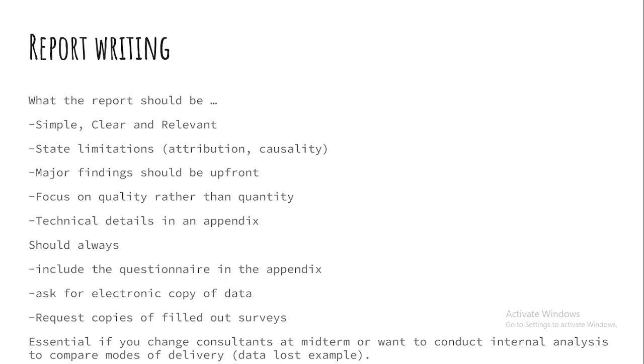Under report writing, one thing you should look at is that your report should be simple, clear, and relevant. You should set out the limitations, and the major findings should be upfront. Focus on quality rather than quantity. Technical details should be in an appendix. Always include the questionnaire in the appendix. Ask for the electronic copy of the data. If you contracted the baseline survey out, you should be able to ask for an electronic copy of the data.